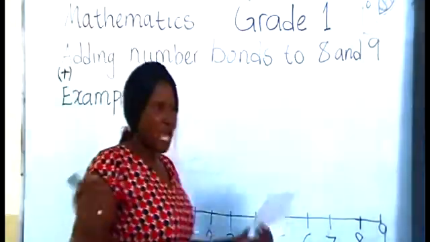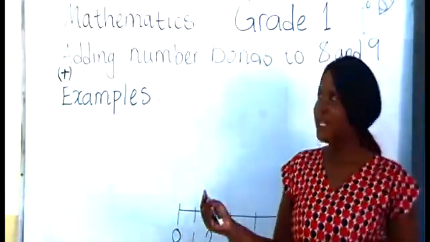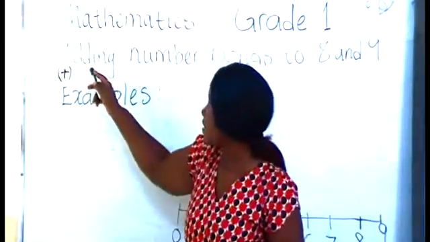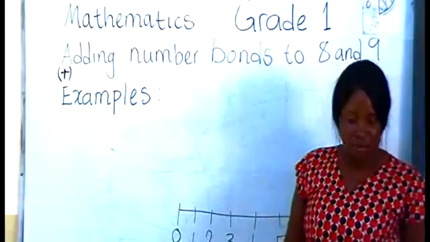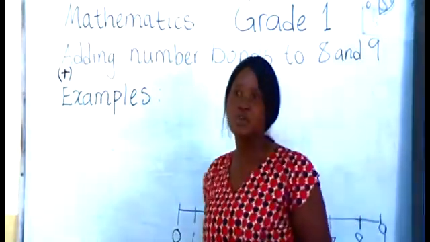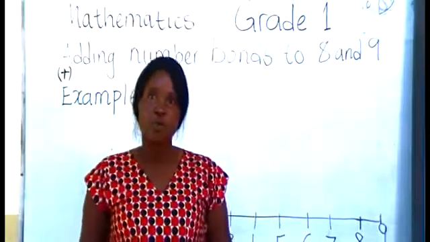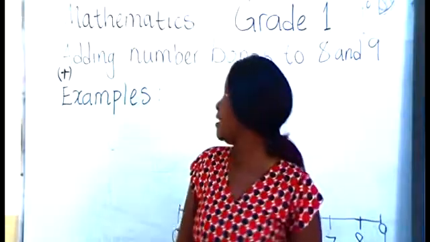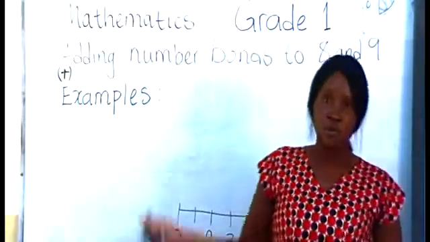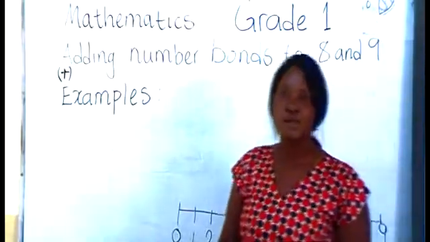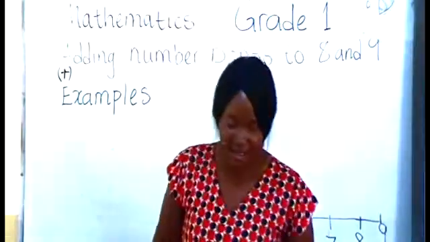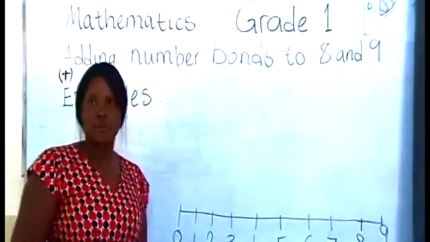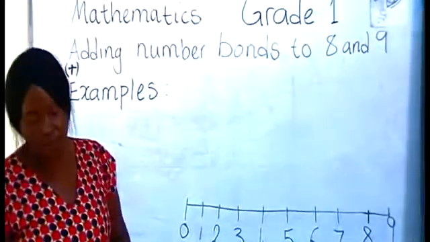Now, to add means to do what? If adding is the opposite of subtracting, what does the word add mean? To add simply means the total number, to put more, or to gather. Now we are going to do two examples using two different methods.